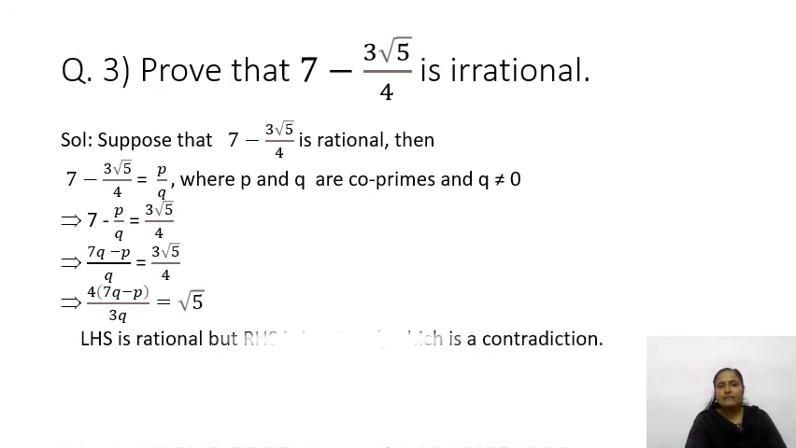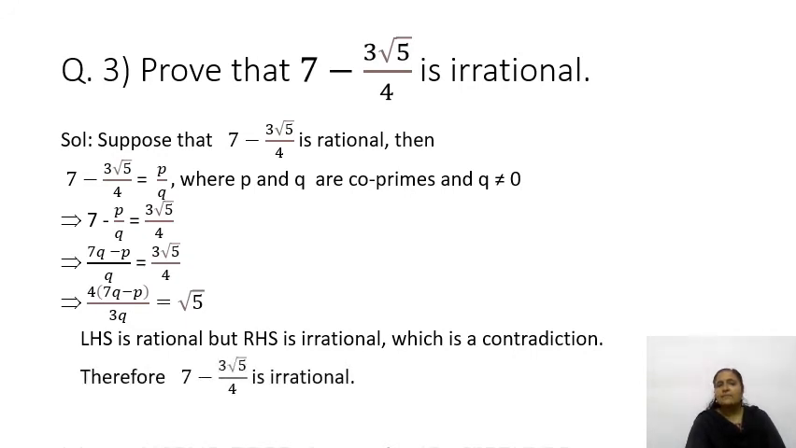Again, the left hand side is rational but the right hand side is irrational, which is a contradiction. Therefore, what we can say? (7 minus 3 root 5) by 4 is irrational.